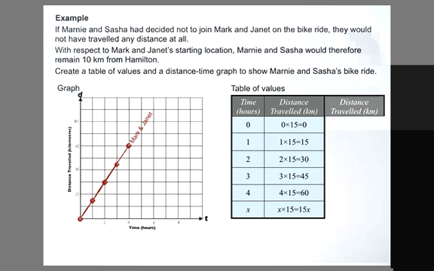And it's not really a bike ride as much as it is a stay home and watch television. At 0 hours, they've ridden 10 kilometers. Well, they haven't really ridden 10 kilometers. They started 10 kilometers away. So at 0 hours, they're 10 kilometers from Hamilton. We'll plot that point. At 1 hour, they're 10 kilometers away from Hamilton. We'll plot that point. At 2 hours, they're 10 kilometers away from Hamilton, which we'll plot. The same for 3 hours.